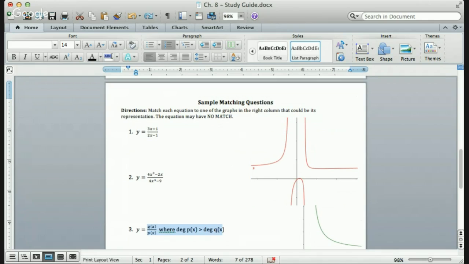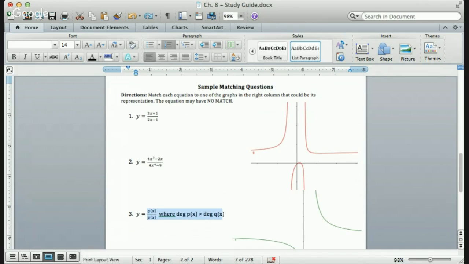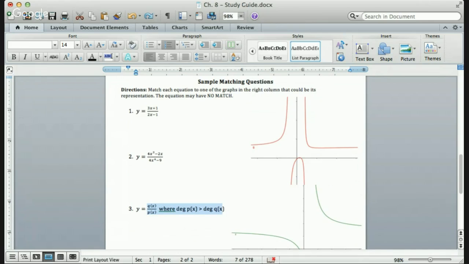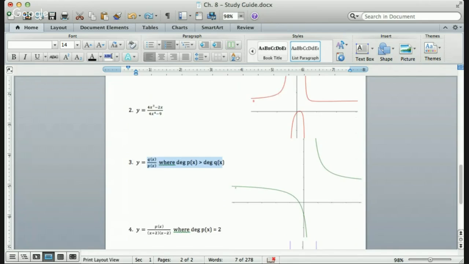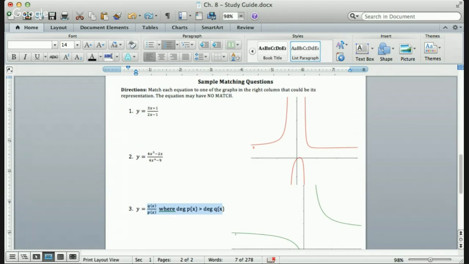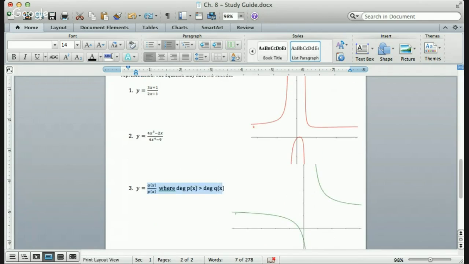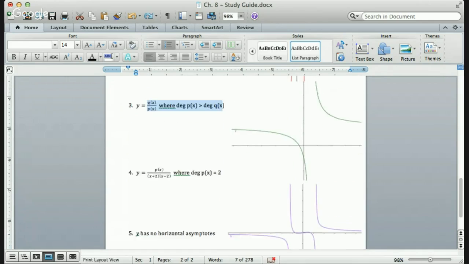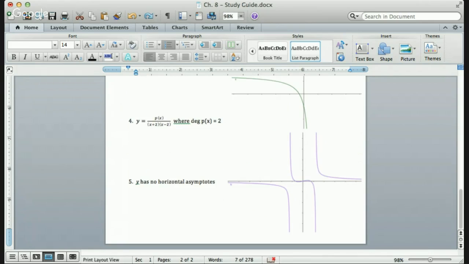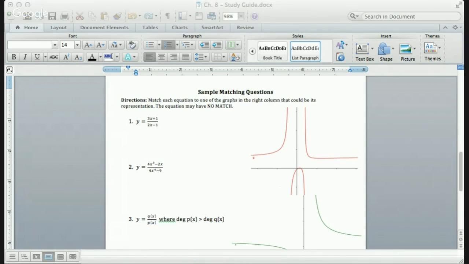Number 1 is going to be G. Number 2 is going to be H. So 1 is G, 2 is H, and there's no match for number 5.